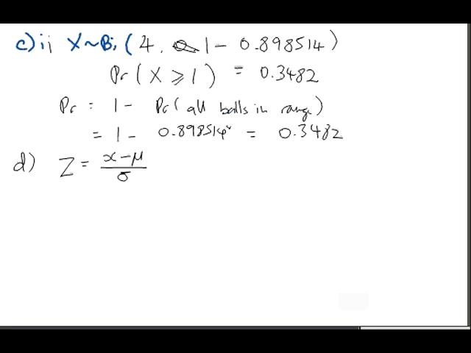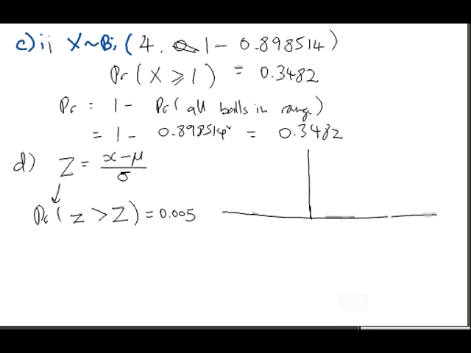You want a standard normal value z, where the probability that Z is bigger than z is what? 0.005. Where do I get that from? Half of 1%, right? Because we want this picture going on. This is what we want.